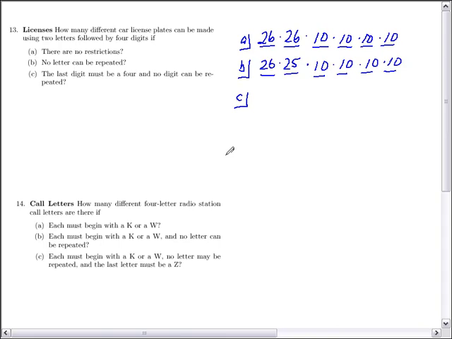Part C, the last digit must be a 4, and no digit can be repeated. Now, Part C doesn't say anything about letters, so we have 26 times 26. Now, the last digit has to be a 4, so there's 1 choice there. No digit can be repeated, so we have 9 digits left, and then 8 times 7.